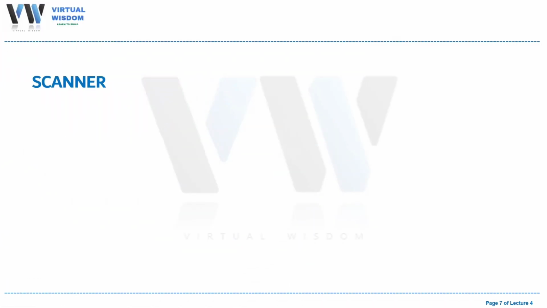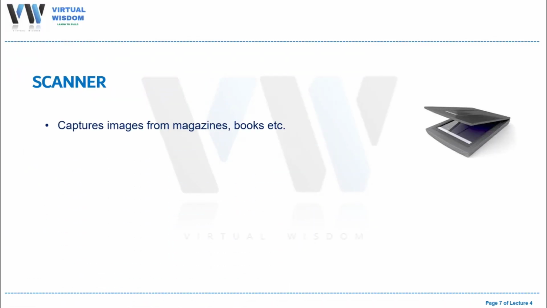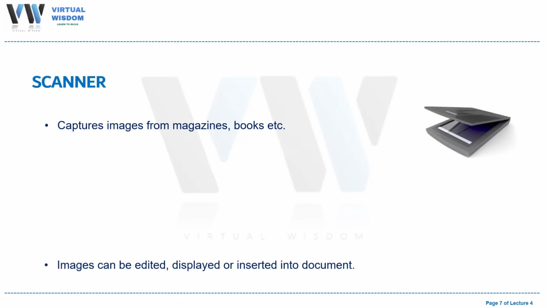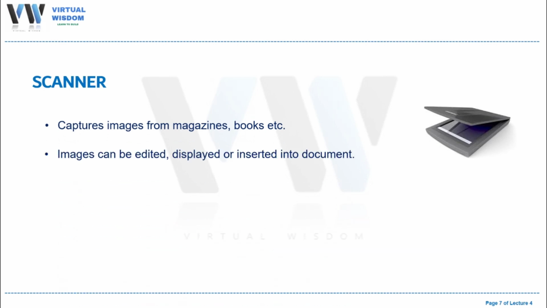Scanner is an input device which captures images from magazines, books, etc., and stores them in digital form. These images can be edited, displayed, or inserted into a document. Many scanners include optical character recognition, OCR, software, which can convert image to text, and vice versa.